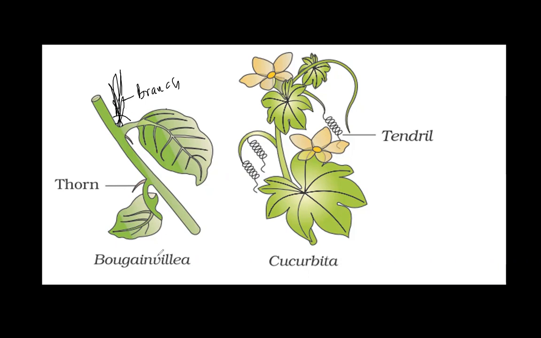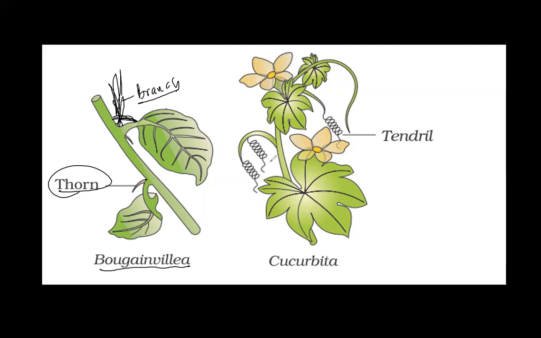But in bougainvillea, in India, you can see this plant, bougainvillea. You can see this axis, the bud, which is supposed to become a branch, has become a thorn. Thorn helps it to climb up on the support, plus it protects it from herbivores.